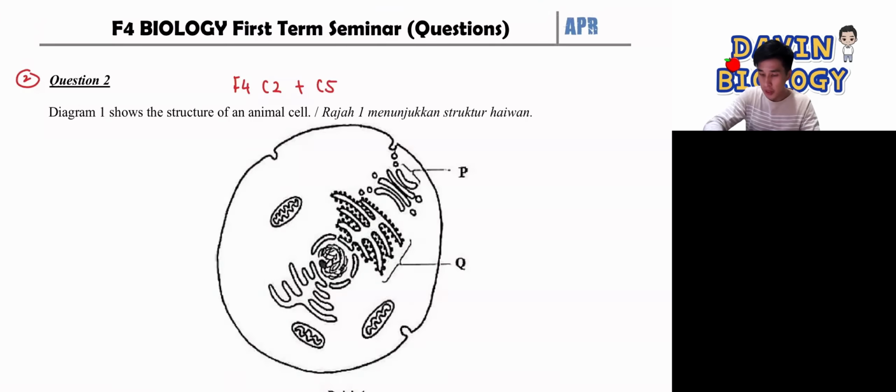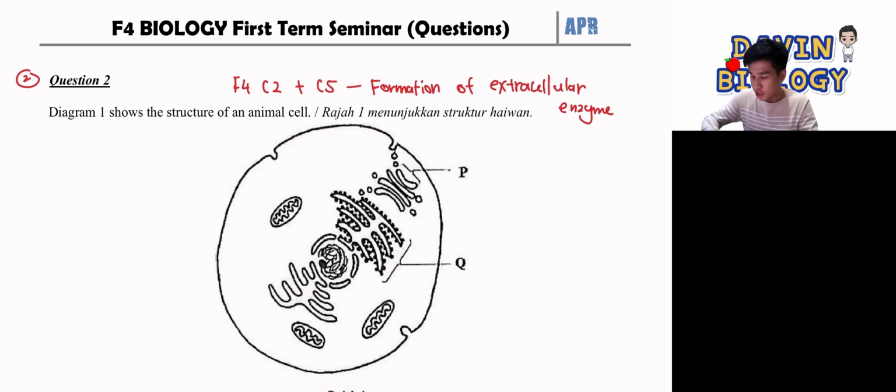In Chapter 2, like the organelle cell, how does this chapter relate to Chapter 5? It's because Chapter 5 has one part talking about the formation of extracellular enzyme. So for those who attend my class, this one I skipped this part. I didn't teach this part. So now I'll teach. Because when I teach this one, it's actually sort of repeating Chapter 2. So I save this for the seminar, so we get to recap and also do Chapter 5 at the same time.